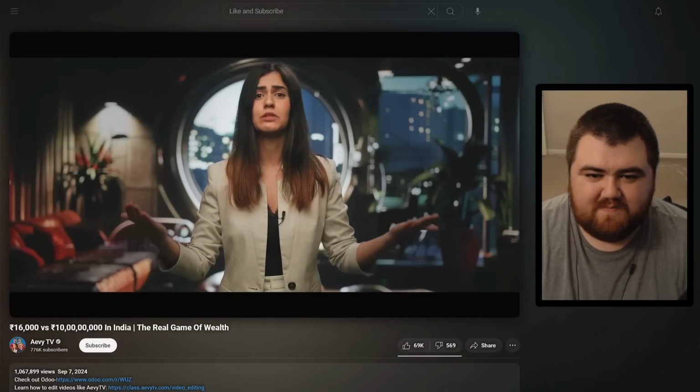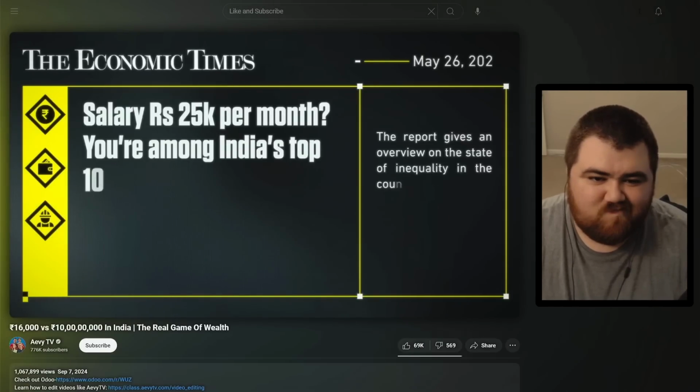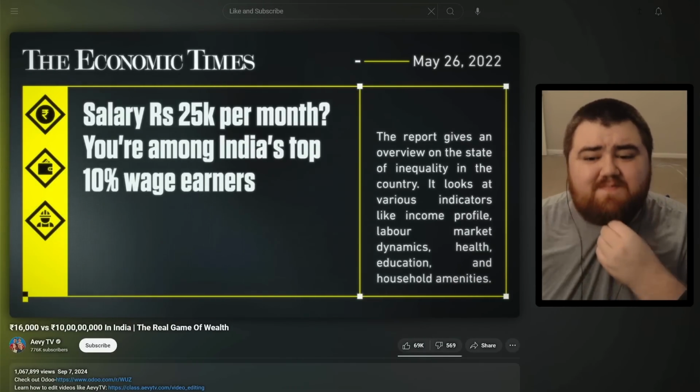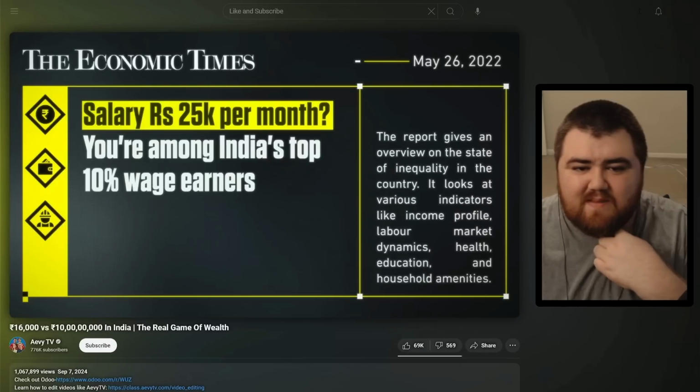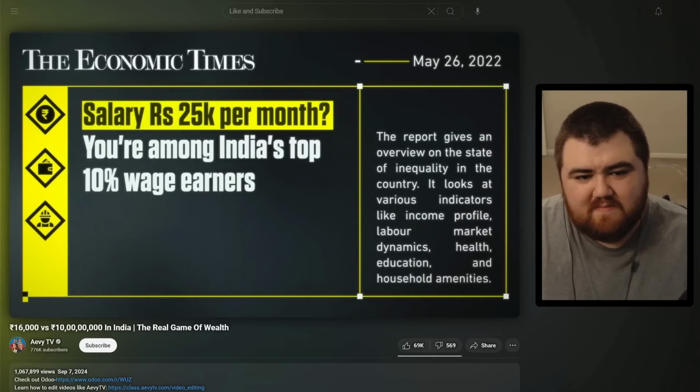You know the scary truth? Arun represents the majority of India. In fact, he represents 90% of Indians who earn less than 25,000 rupees per month.